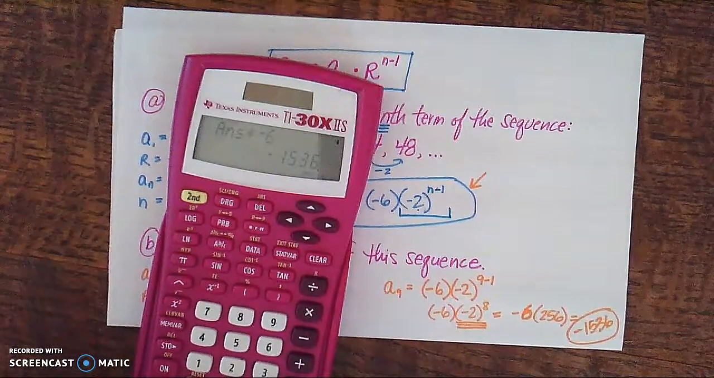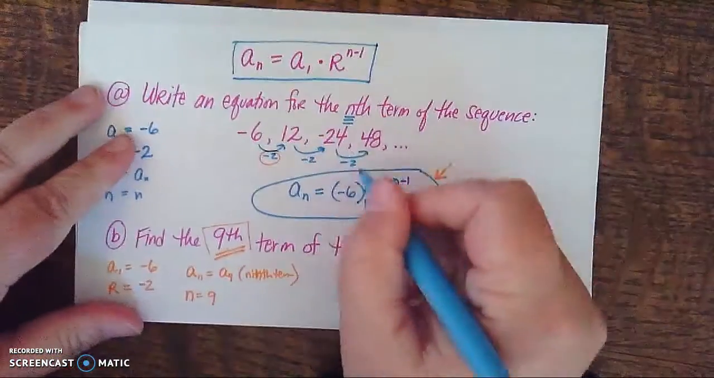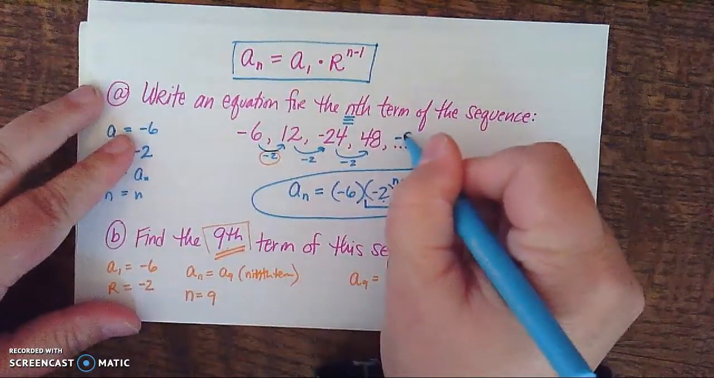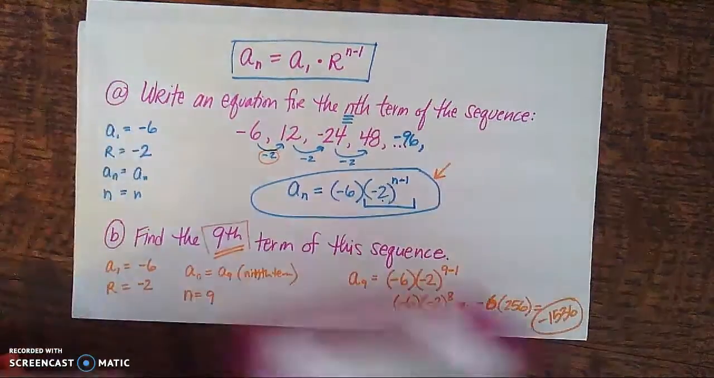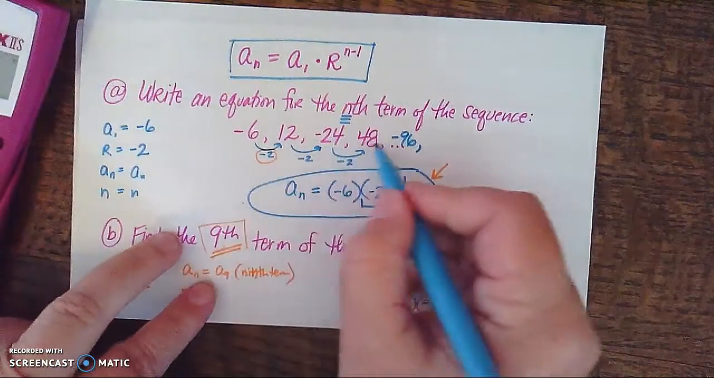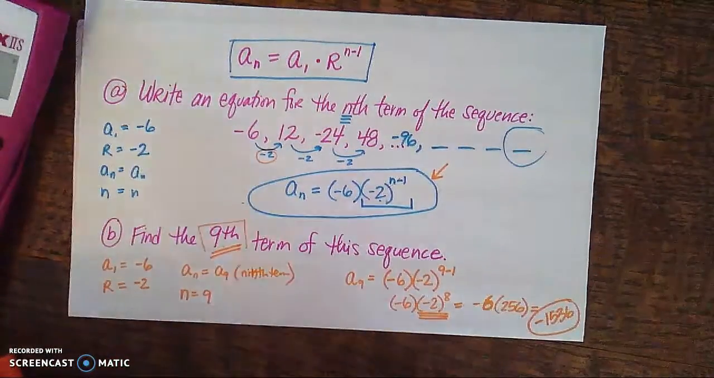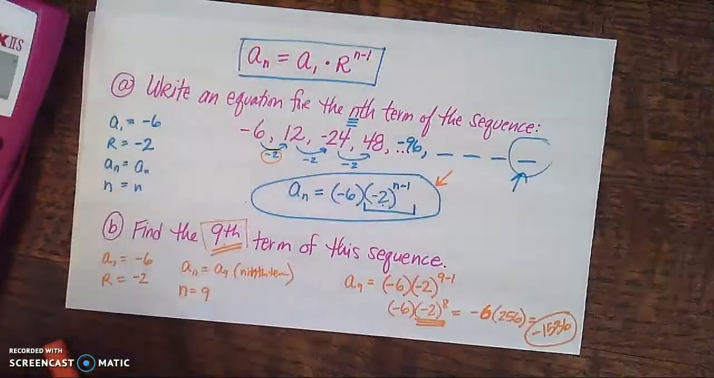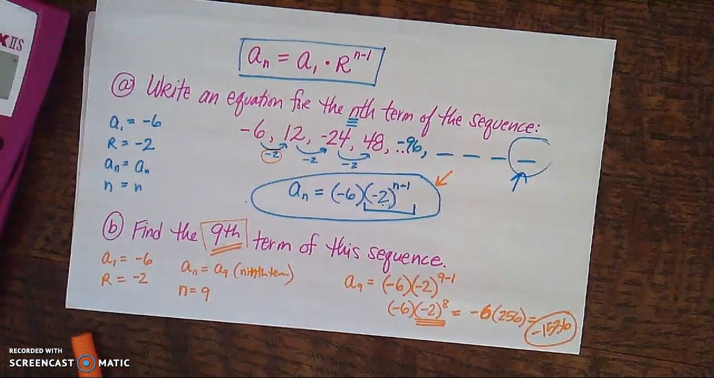What's kind of cool is you could keep multiplying by -2, -96, positive, I don't know, 1, 2, 3, 4, 5, 6, 7, 8, 9. You could do it all by hand and get that same answer. This is just a quicker way. Good luck on the homework, you guys.